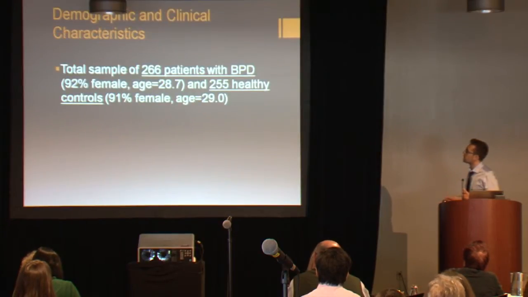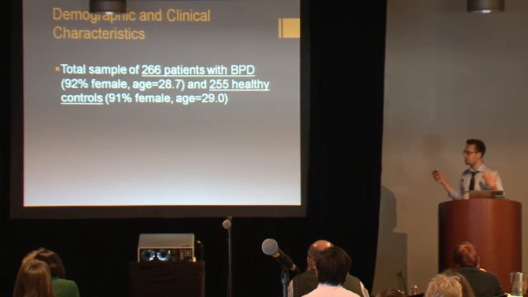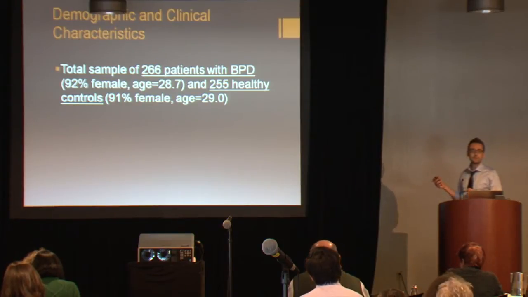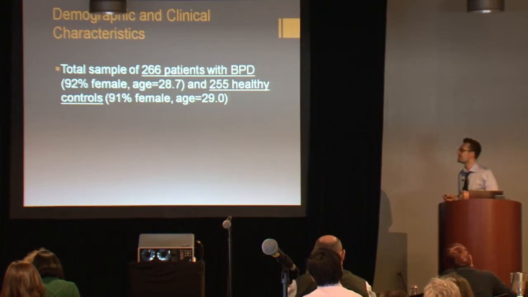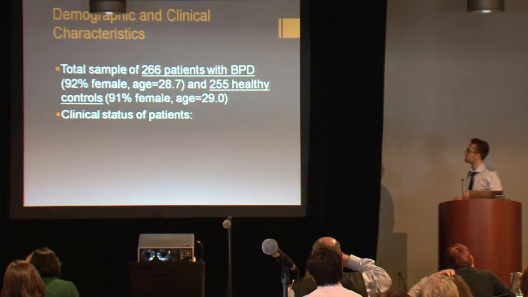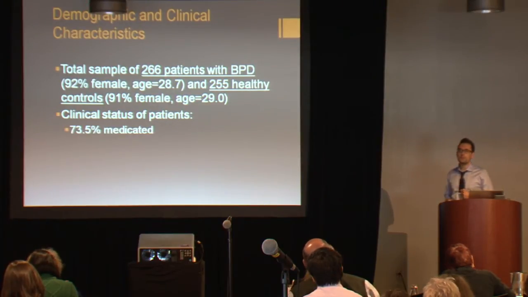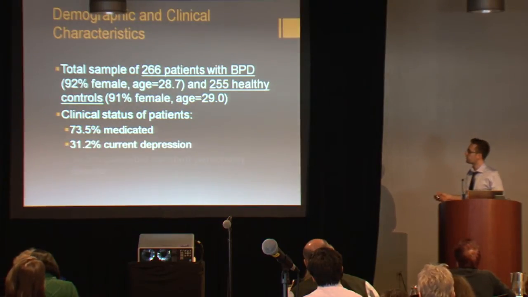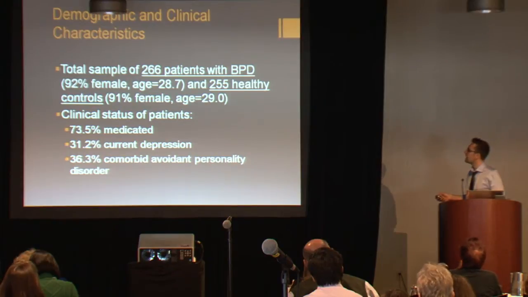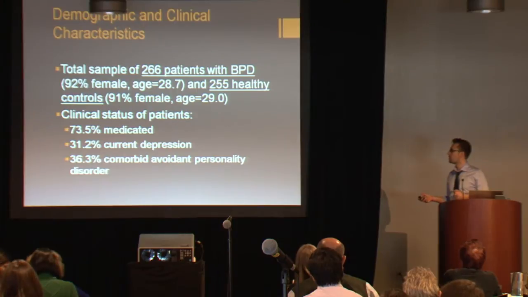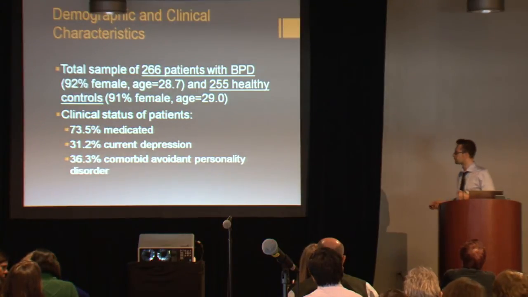All right, so when we talk about this combined sample of participants in the meta-analysis, we can say there were 266 patients with BPD, primarily female, about 30 years of age, and 255 healthy controls matched on age and gender. When we talk about what these people look like, we're talking about most of them being medicated, almost a third being depressed at the time of testing, and I'll talk about why this is important in a moment, but more than a third were comorbid for avoidant personality disorder.